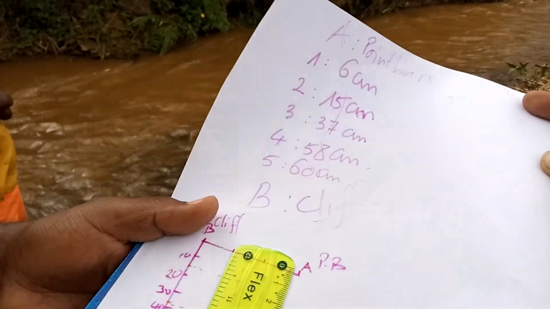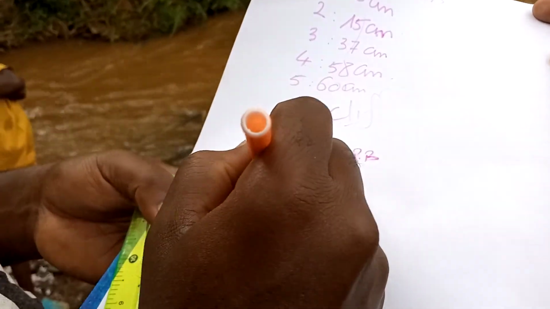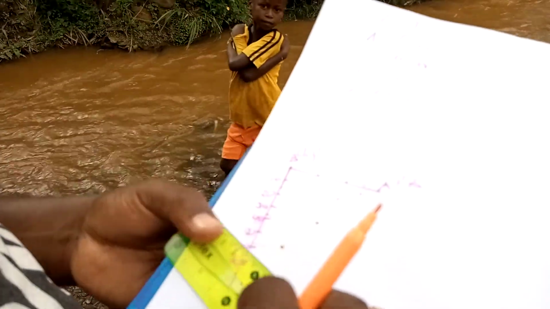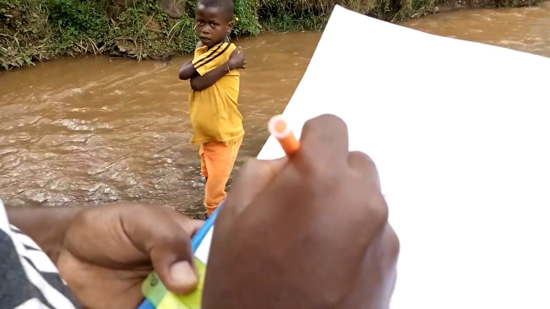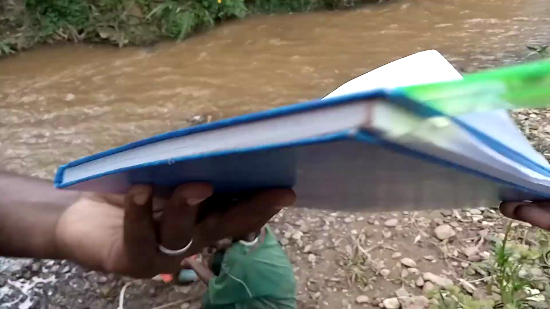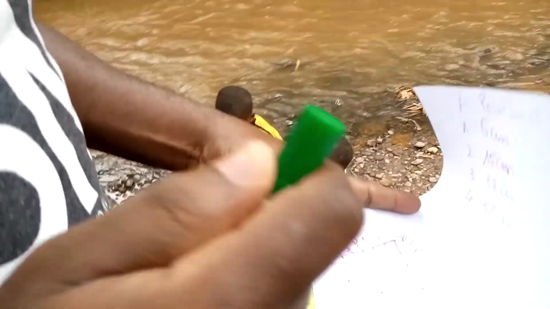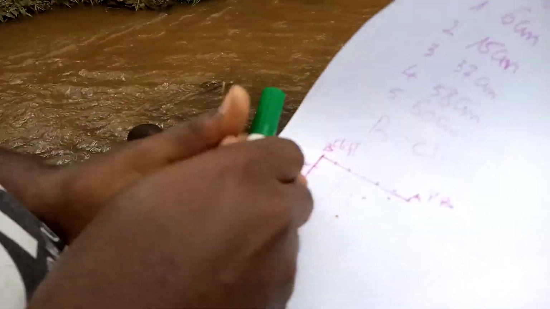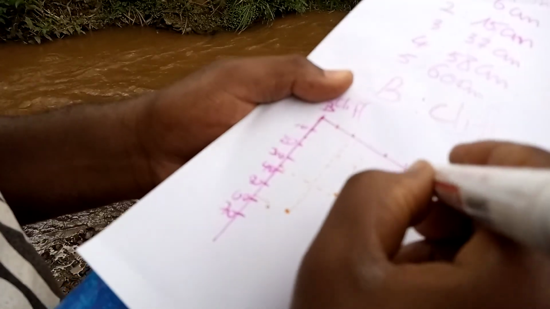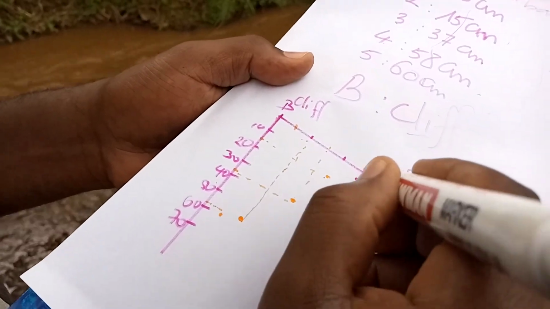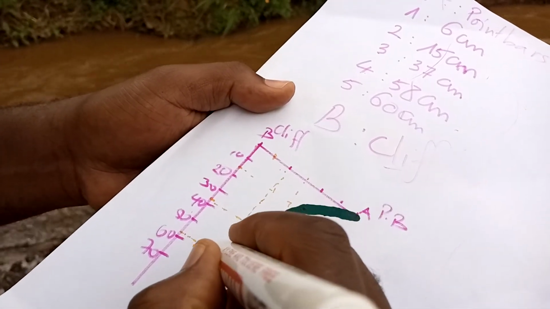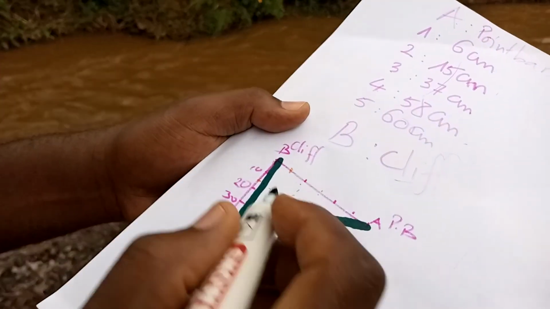So I plot it downward here to meet here. And 5 is 60. 60 is here, and 5 is here in the middle, and last is here. Then I take a marker and join the points. So I will start from A, where there are point bars. I match the points like this, back to the cliff.